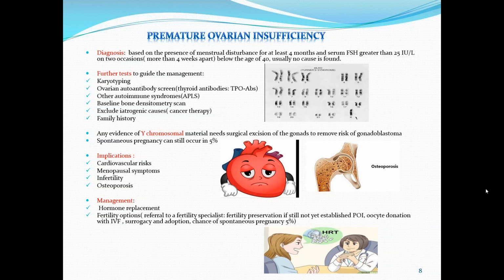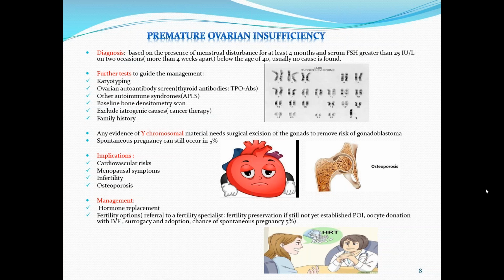I want to just ask something. If a female has premature ovarian insufficiency, if we give her hormone replacement therapy just to prepare her endometrium, could she take the role of surrogate mother?